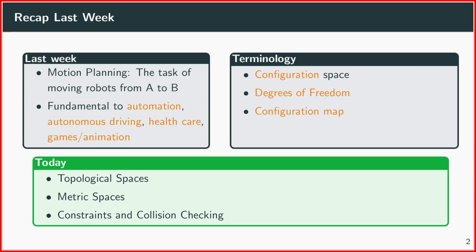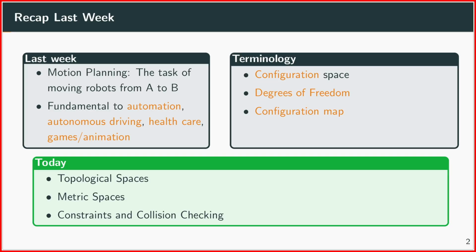Just a small recap from last week. I guess you all heard about motion planning, which is basically just the task of moving robots from A to B. And I guess you should have seen that this is really fundamental to almost all robotics applications, especially to automation, to autonomous driving, healthcare, and of course games and animation. Some of the terminology from last lecture were configuration spaces, degrees of freedom, and configuration map. And I will assume that you already are familiar with that.